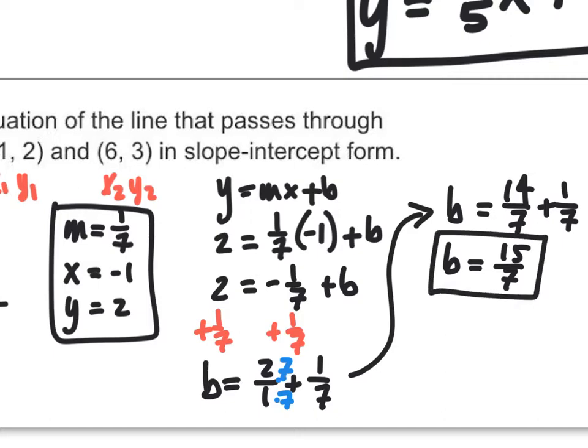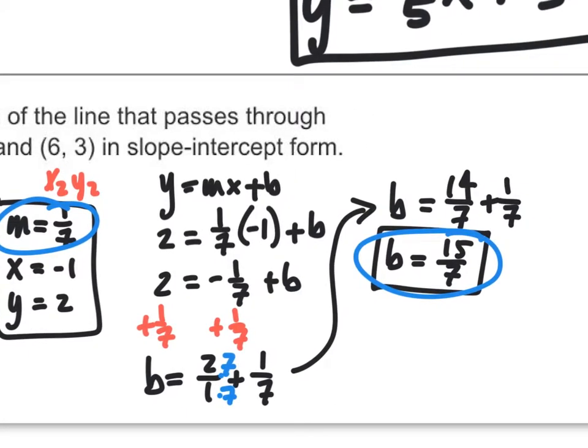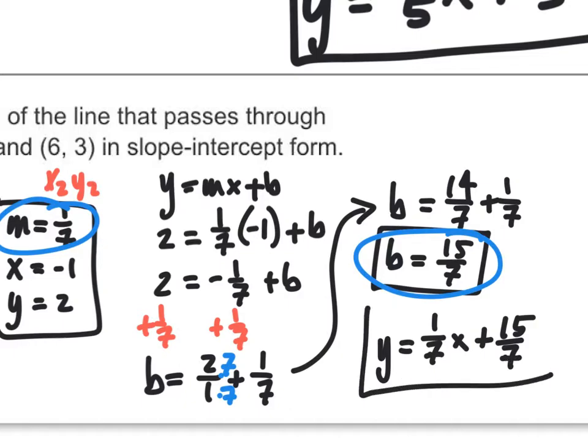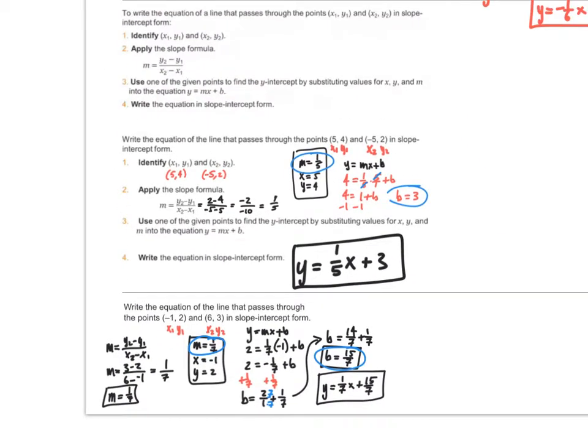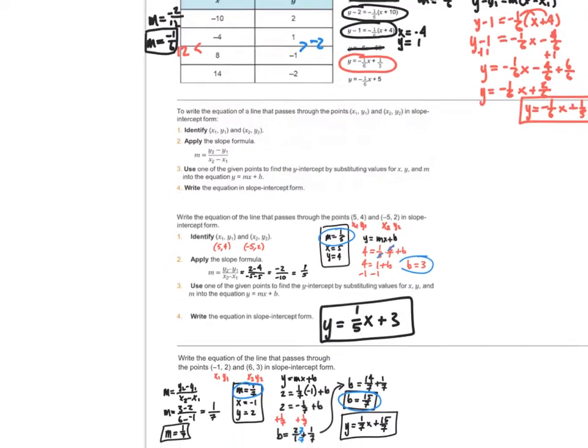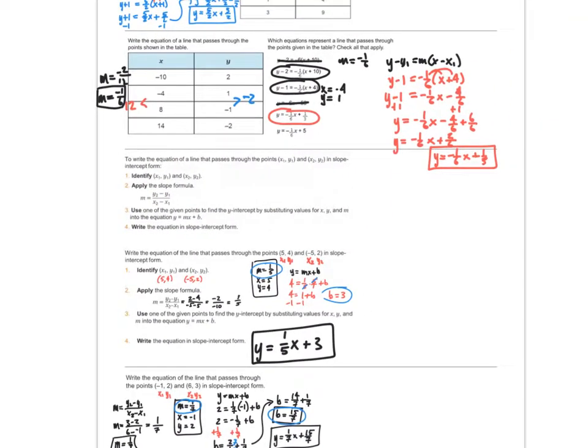Okay, and that's my y-intercept. So I have a slope, I have a y-intercept, and I'm going to write the equation of my line. My equation is going to be y is equal to 1/7 x plus 15/7. Okay, and that's what we've got. So it is a little bit of work, a little bit of algebra, but it kind of depends on which method you prefer. Again, I don't really care.